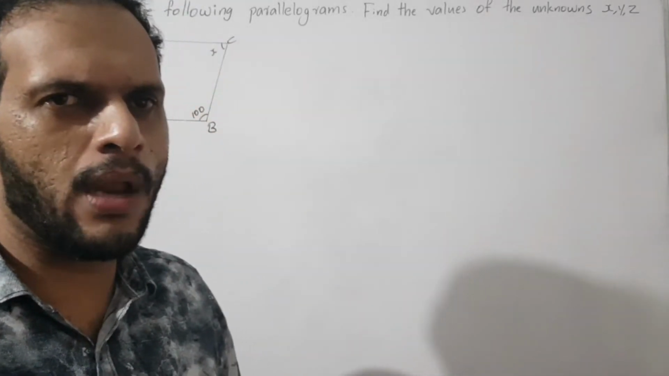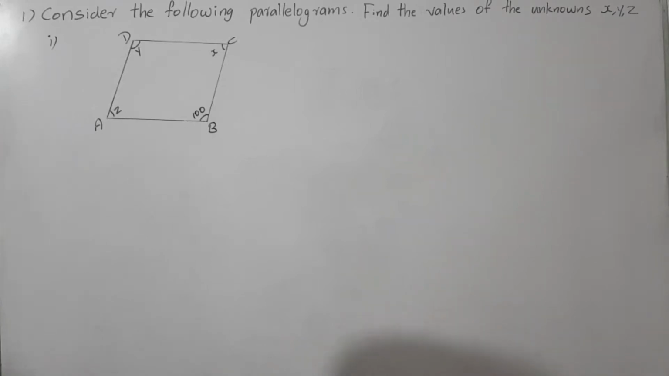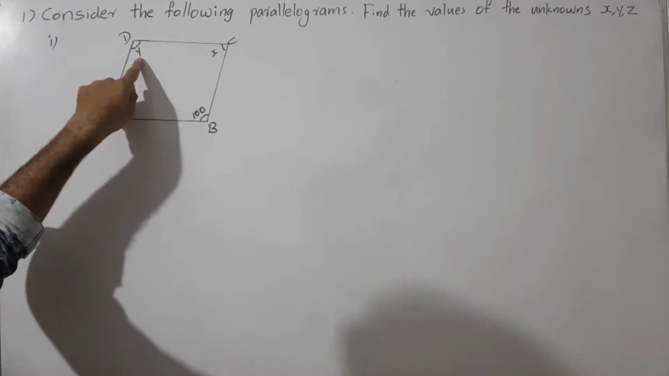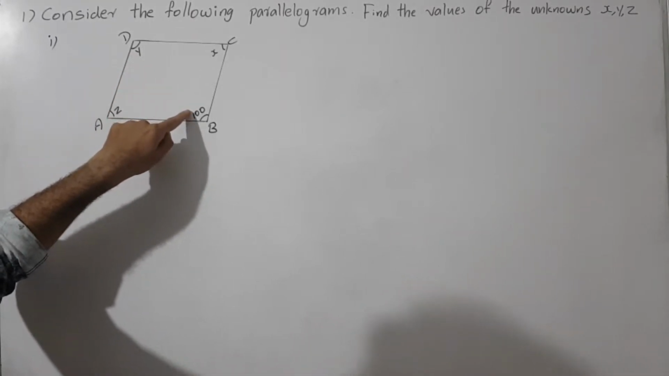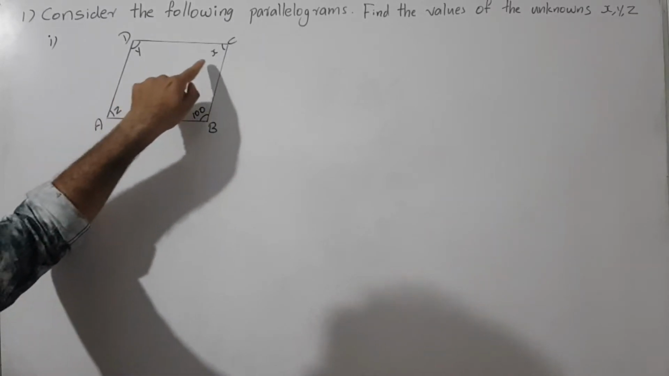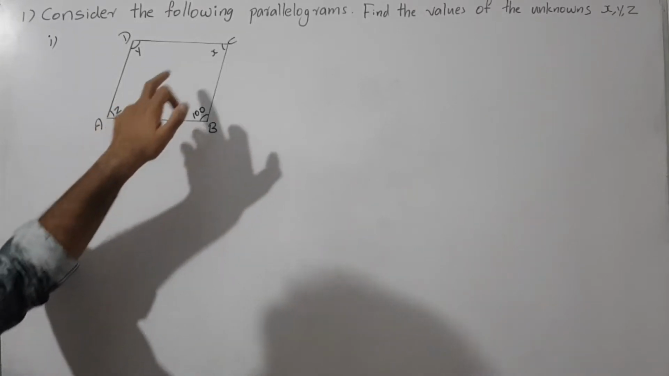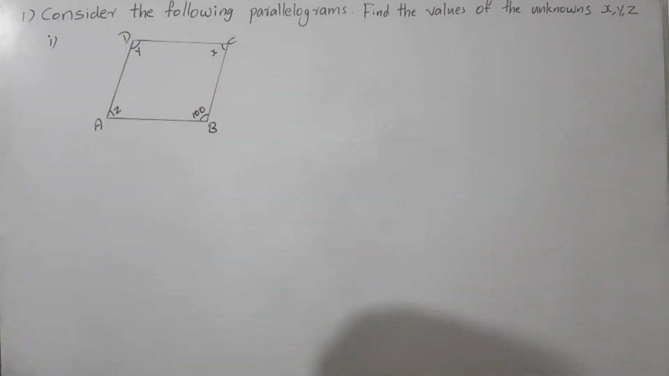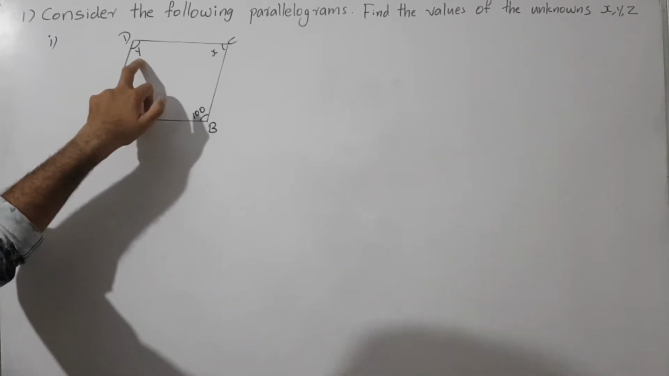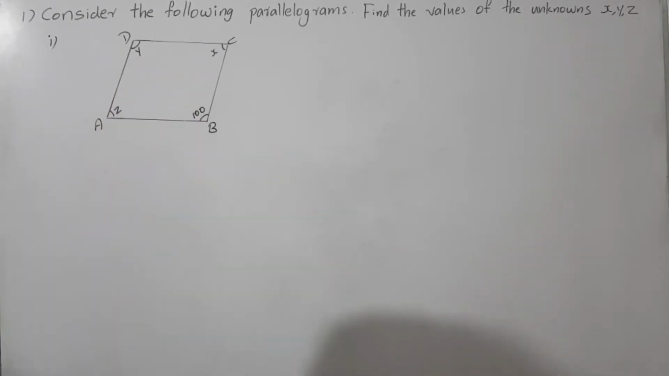Y and 100 are opposite angles, so they are equal. Z and x are also opposite angles, so they are equal. But here the value of z or x is not given, so it is not possible to write those values. But it is possible to write the value of y, because the 100 is already given. Angle b is given.